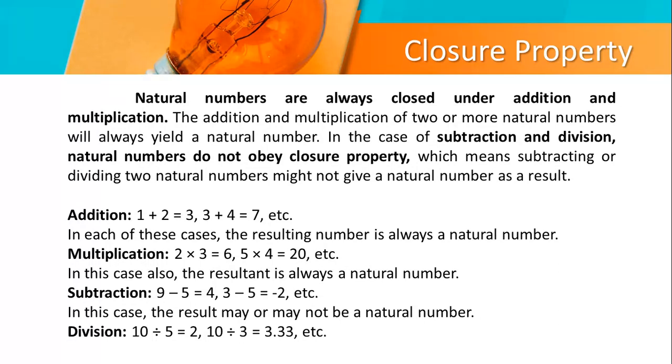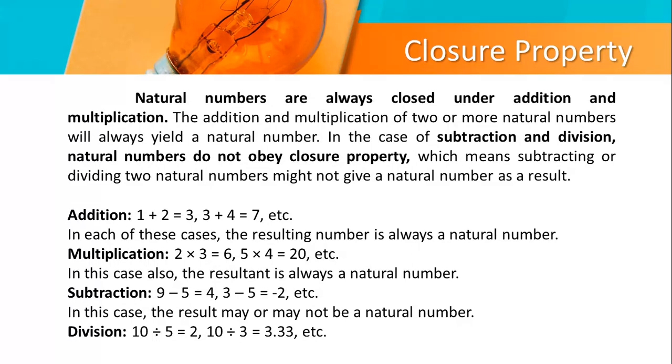So which means, subtracting or dividing two natural numbers might not give a natural number as a result. So halimbawa, sa addition, 1 plus 2 is equals to 3, 3 plus 4 is equals to 7, lahat yon natural number. Sa multiplication, ganun din. When we multiply 2 times 3, that is equals to 6, and 5 times 4 is equals to 20. Pareho din silang natural number, including the result. But when we subtract 9 minus 5, that is 4. So in this case, natural number pa yon.